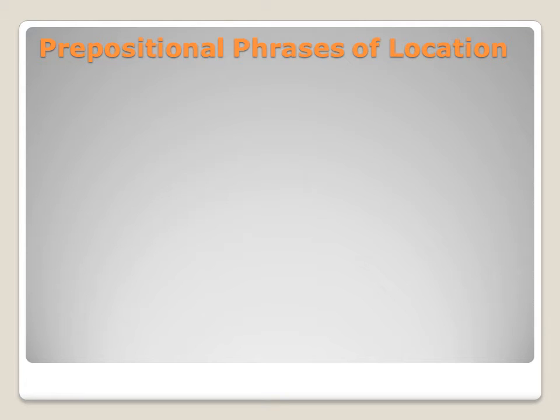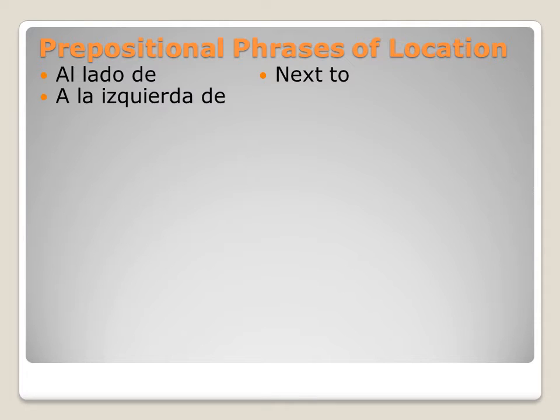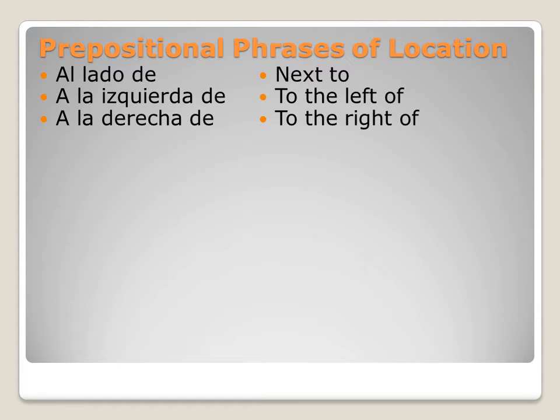All right, prepositional phrases of location. So we're talking about prepositional phrases that tell us where things are. There's about, I think maybe 10 or 12 that you'll be learning that are new today. So let's take a look at them. Al lado de, next to. Lado means side, so it's like at the side of. Al lado de. A la izquierda de. We already learned that one and used it a lot last time. That's to the left of. And a la derecha de is to the right of. So you know those two already.